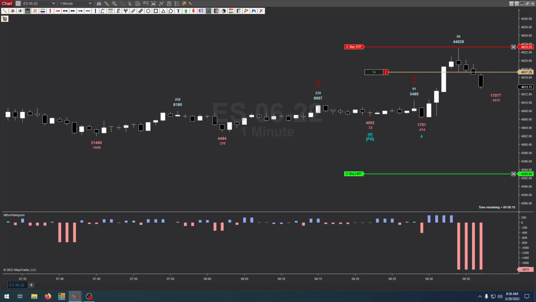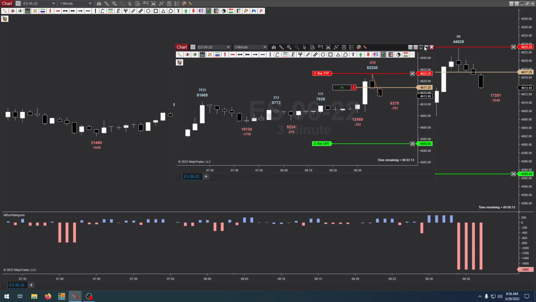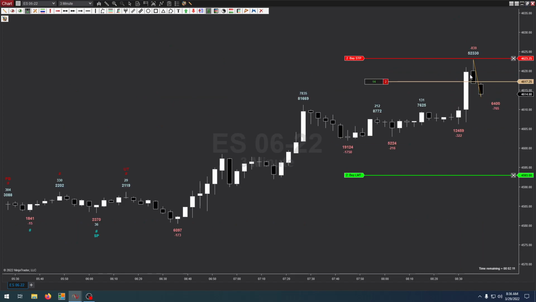Plus, on the 3 minute, we had a large negative sell imbalance right there. Sorry. Tells me that we want to roll over after this large bar going up. The buyers couldn't hang on to it.